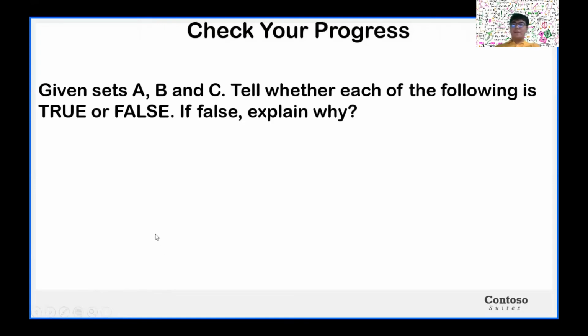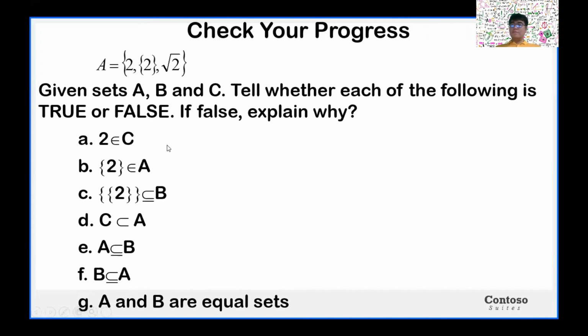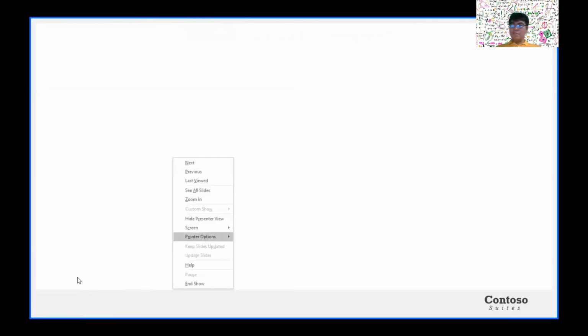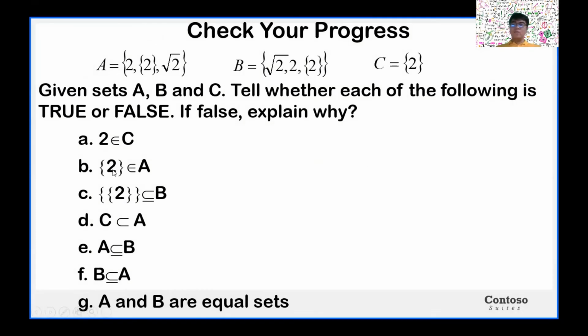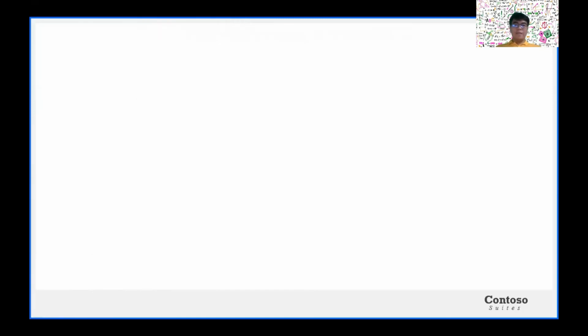So now let's check our progress. Given the sets A, B, and C, tell whether each of the following is true or false. Is 2 an element of C? Let's reveal everything. Is 2 an element of C? The answer is yes. 2 is an element of C. How about the set containing 2? Is it an element of A? The set containing 2 is an element of A. You could see that one here. It's an element of A.